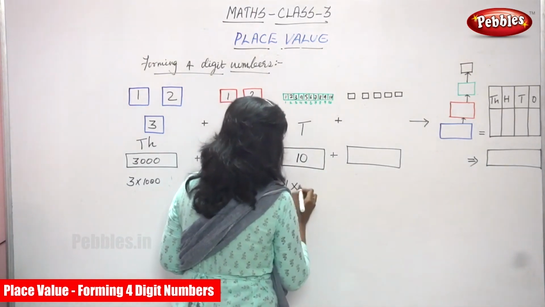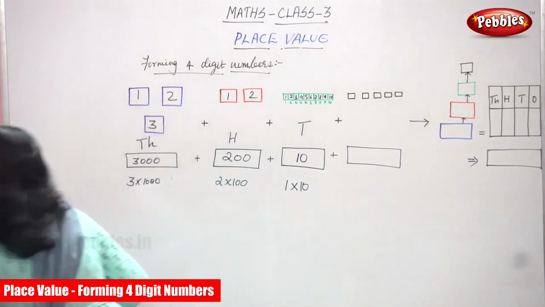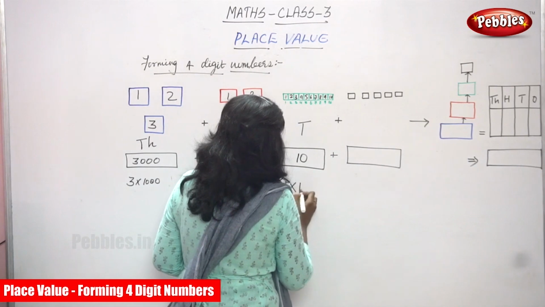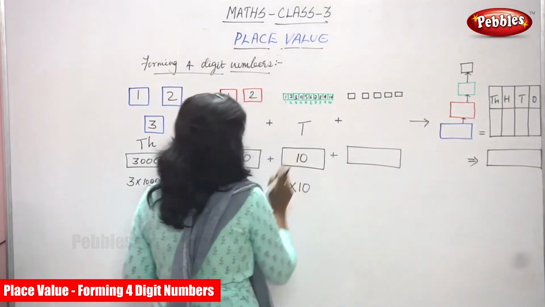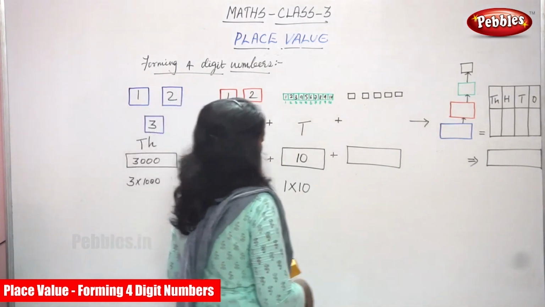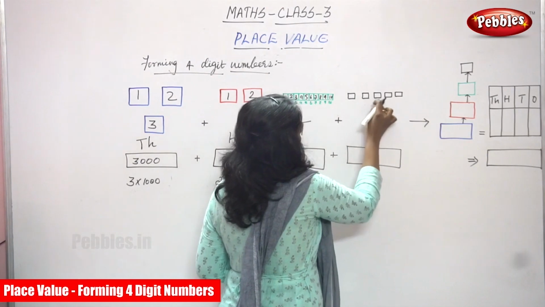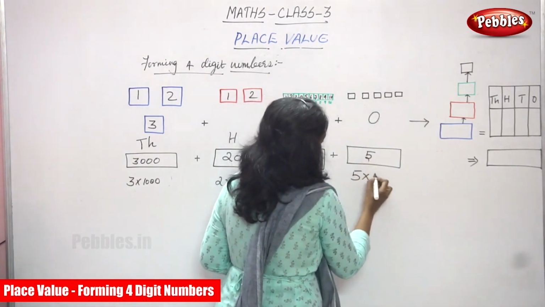So 1 into 10, that is 10 you can get. Next, how many ones? This is ones. 1, 2, 3, 4, 5 squares. That means 5, so 5 into 1.